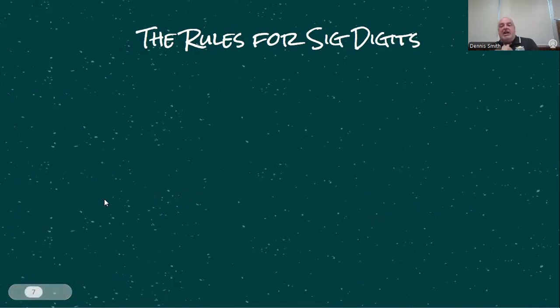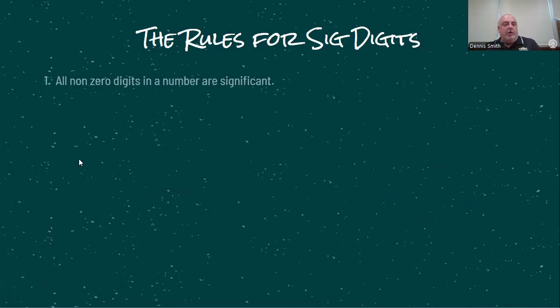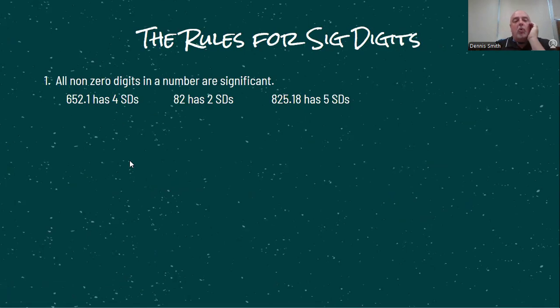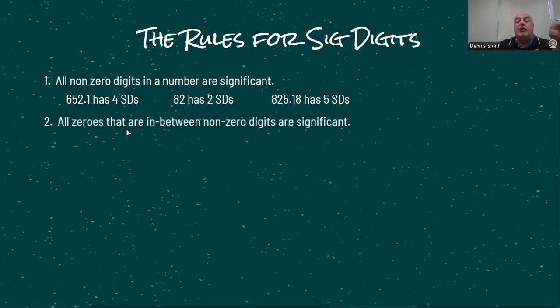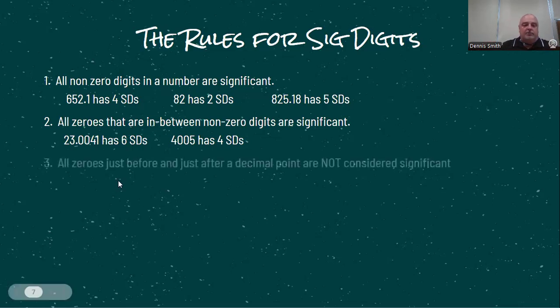So here are the rules. This is the last slide for today. The rules are all non-zero digits in a number are significant. So 652.1 has 4 significant digits, 82 has 2 significant digits, and 825.18 has 5 significant digits. So all non-zeros will always be significant. All zeros that are in between non-zero digits are also significant. 23.0041, they're all significant. 4,005, they're all significant. All 4.